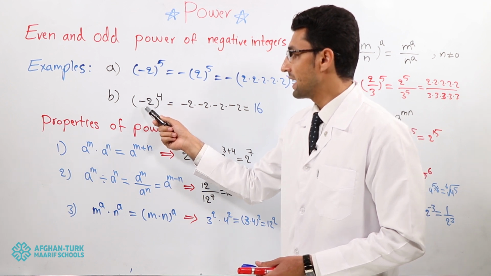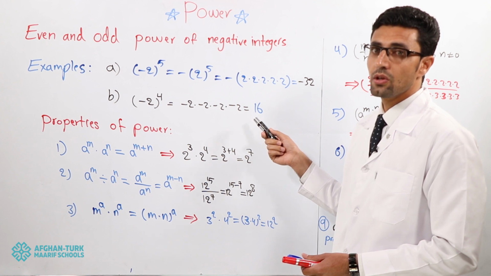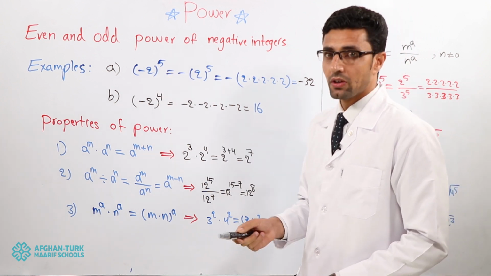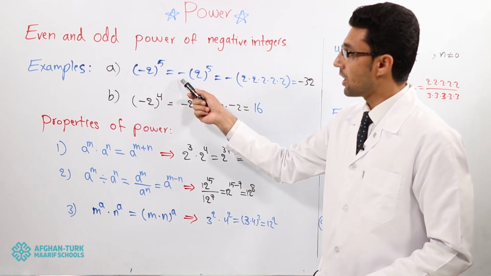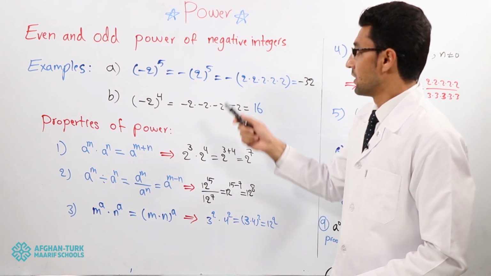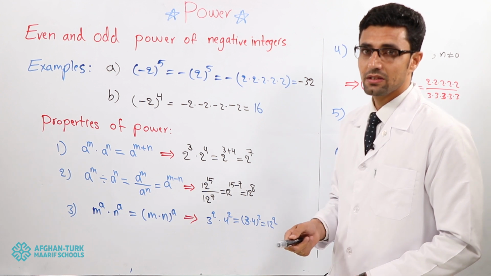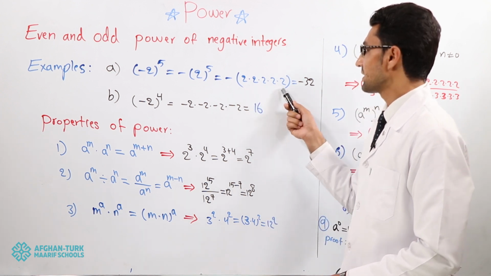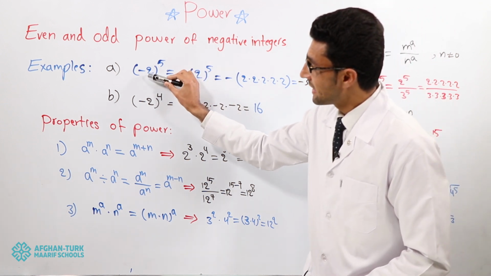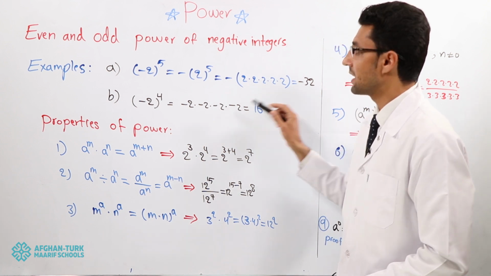If the power of a negative integer is even, the answer is always a positive integer. Minus 2 to the power of 4, to the power of 5, is equal to minus 2 to the power of 5. 2 to the power of 5 is 2 multiplied by 2, by 2, by 2, and by 2. What is the answer of this? 32. So it is minus 32.